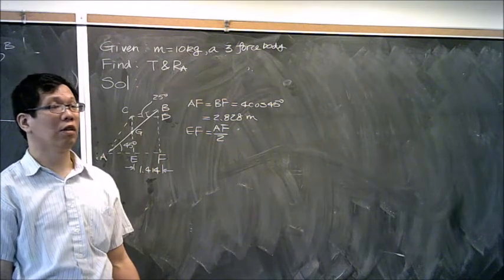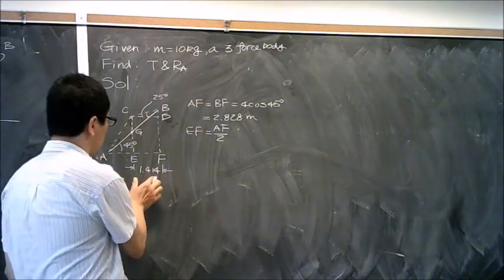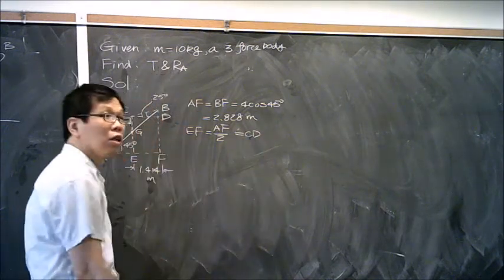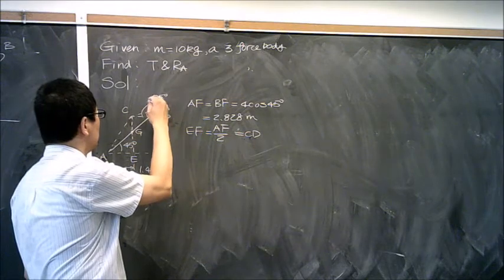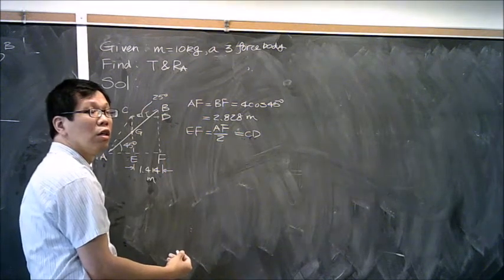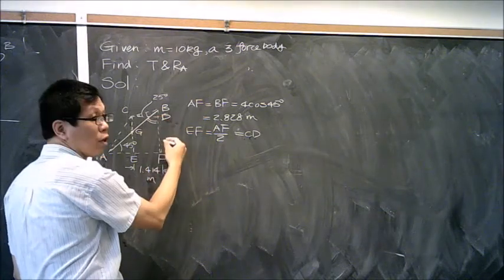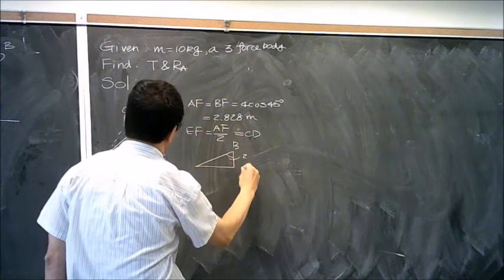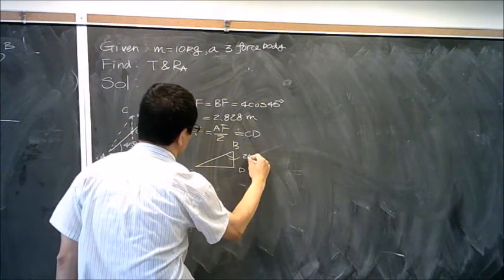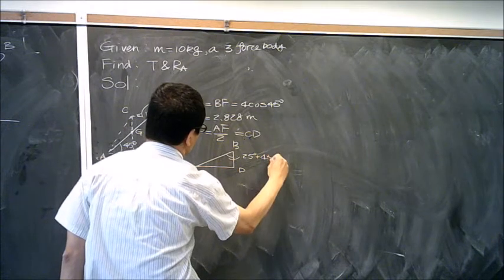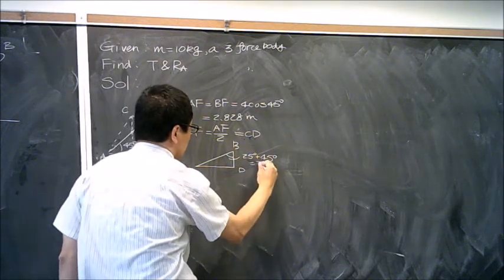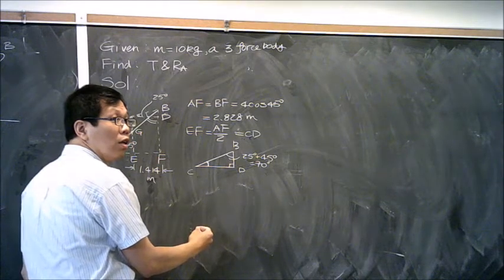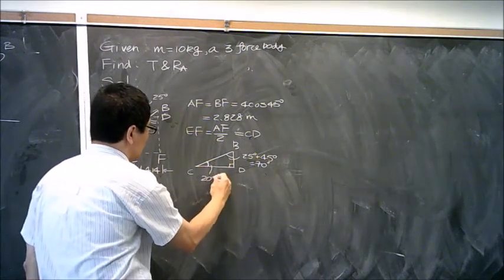Does that make sense to everybody? Now, what do I need to do? EF is this length. It equals CD over here. Do I know the angle over here? I do, right? Because what is the angle over here? One must be 25 degrees plus 45 degrees, which is 70. So when this one is 70 degrees and this is a right angle, what is the angle over here? Okay, 20. I know CD, right?